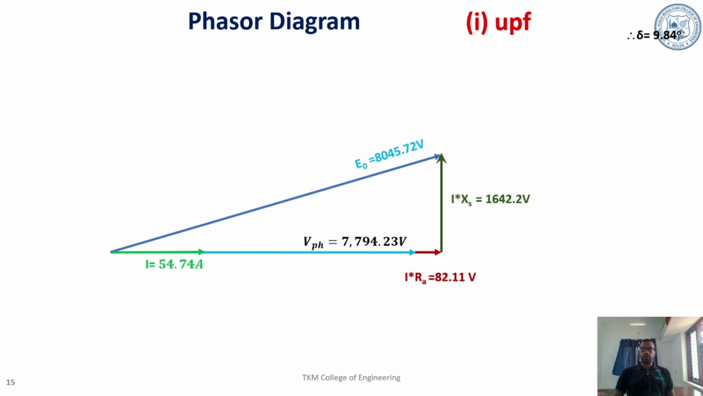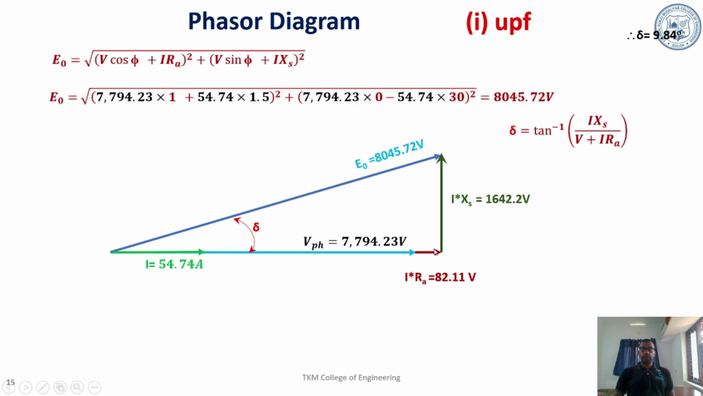E0 is coming around 8045.72 volt. The angle between E0 and V phase is the load angle or power angle delta. So from this phasor diagram, we can derive the expression for delta as tan inverse of I into XS divided by (V plus I into RA). Substituting the different values in this expression, delta is obtained as 11.78 degree. This is the phasor diagram corresponding to unity power factor case.